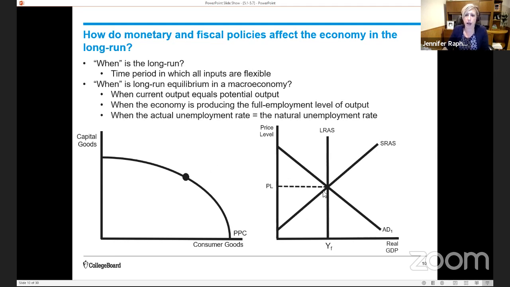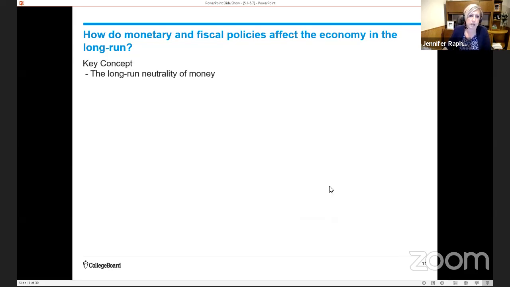And we want to talk about what happens if the government tries to implement expansionary policies. We're going to be talking about expansionary policies, but it's true of contractionary policies as well. So let's start with monetary policy. One of the key concepts here is the long run neutrality of money. We're going to illustrate it in the ADAS model, then in the money market, and we're going to talk about it in terms of the monetary equation of exchange, or the quantity theory of money.